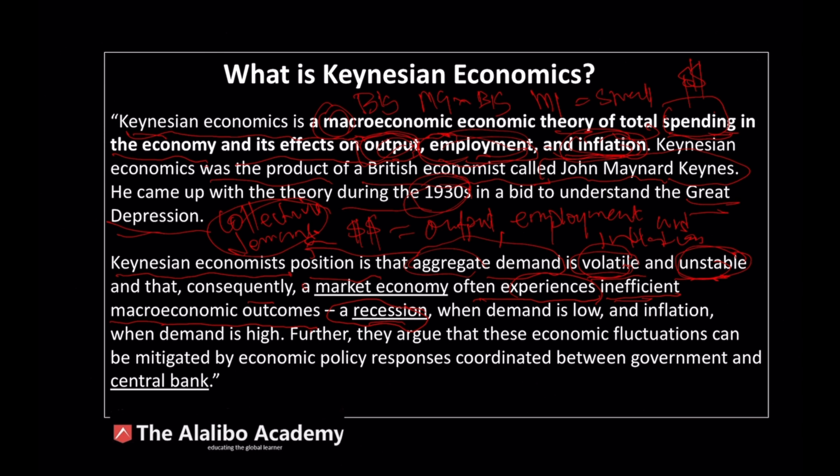And what is a recession? When demand is low, right? Demand is low, and because money is not there, because people are not spending, there's austerity in the economy. And because people are not spending, we have a recession. Demand is low. They don't have money, they cannot demand.